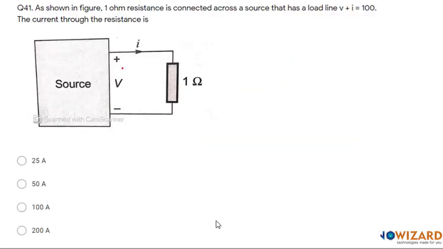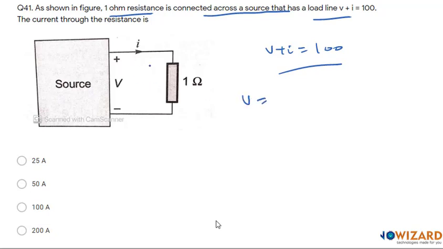Option C is the correct answer. Next question. Now this, as shown in the figure, 1 ohm resistance is connected across a source that has a load line V plus I is equal to 100. Okay. Now the current through the resistance, if I am saying the voltage across the resistance will be V equal to 1 times I, therefore V equal to I here.